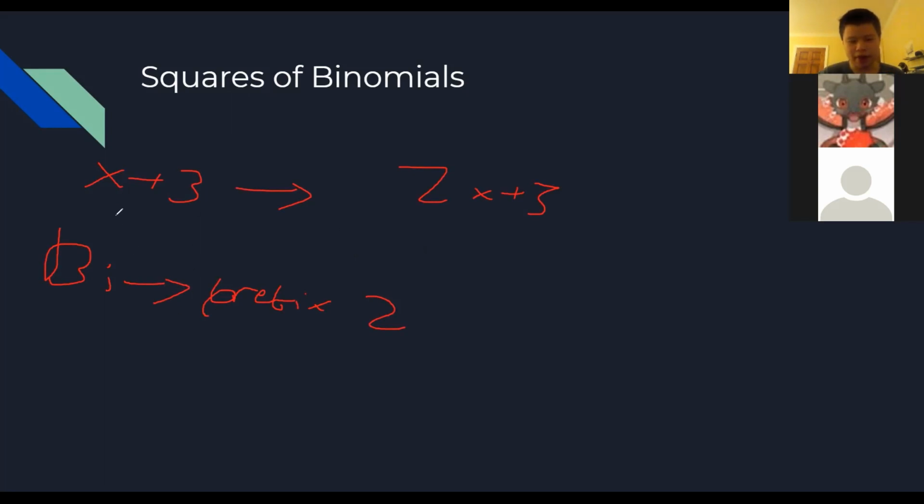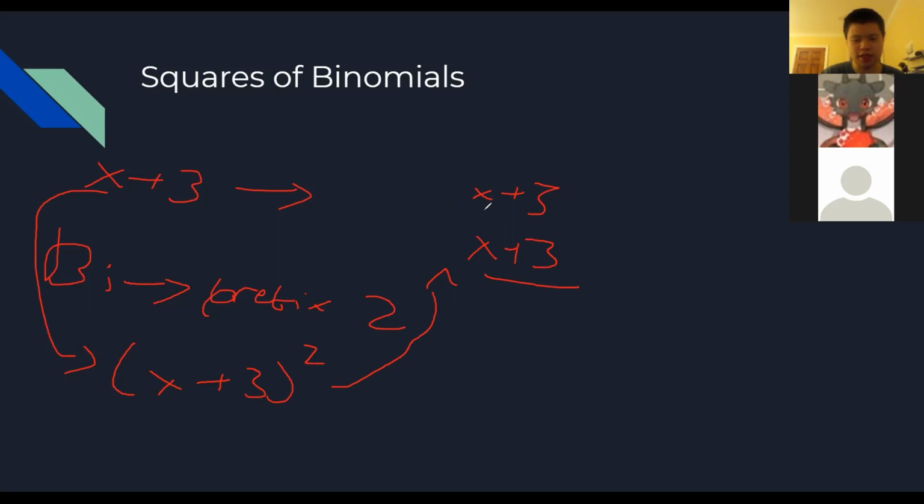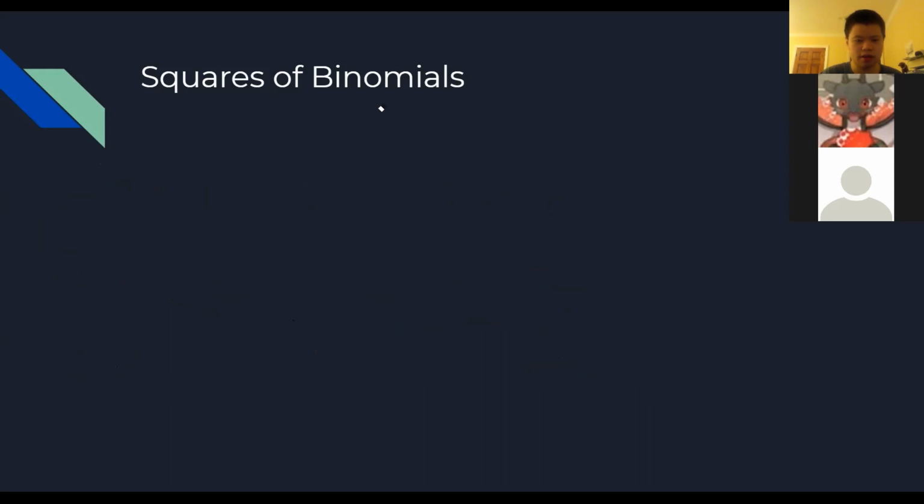So when we square binomials, let's take this and try it. x plus 3 times x plus 3. x times x is x squared, plus 3x plus 3x, plus 9. So x plus 3 squared equals x squared plus 6x plus 9.